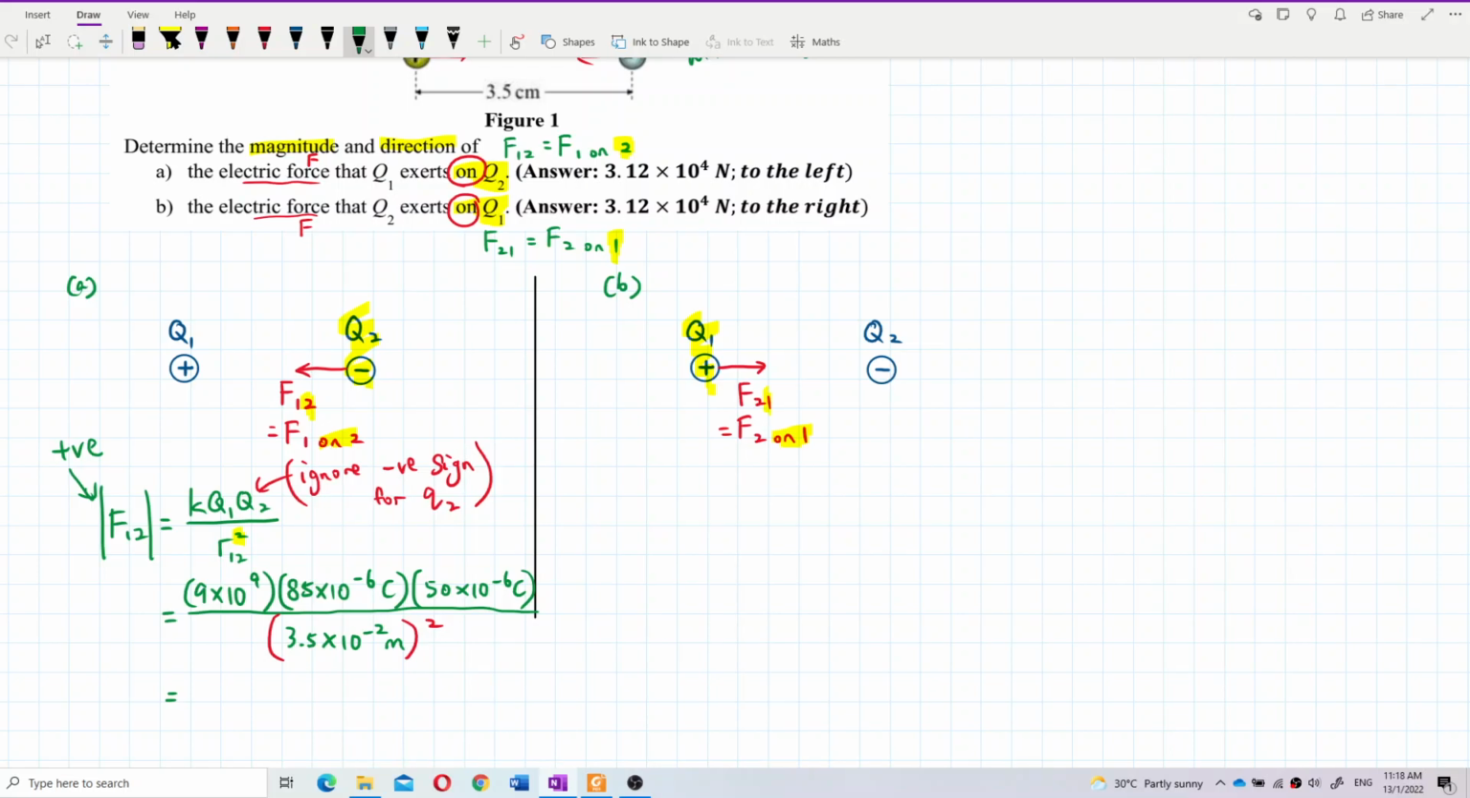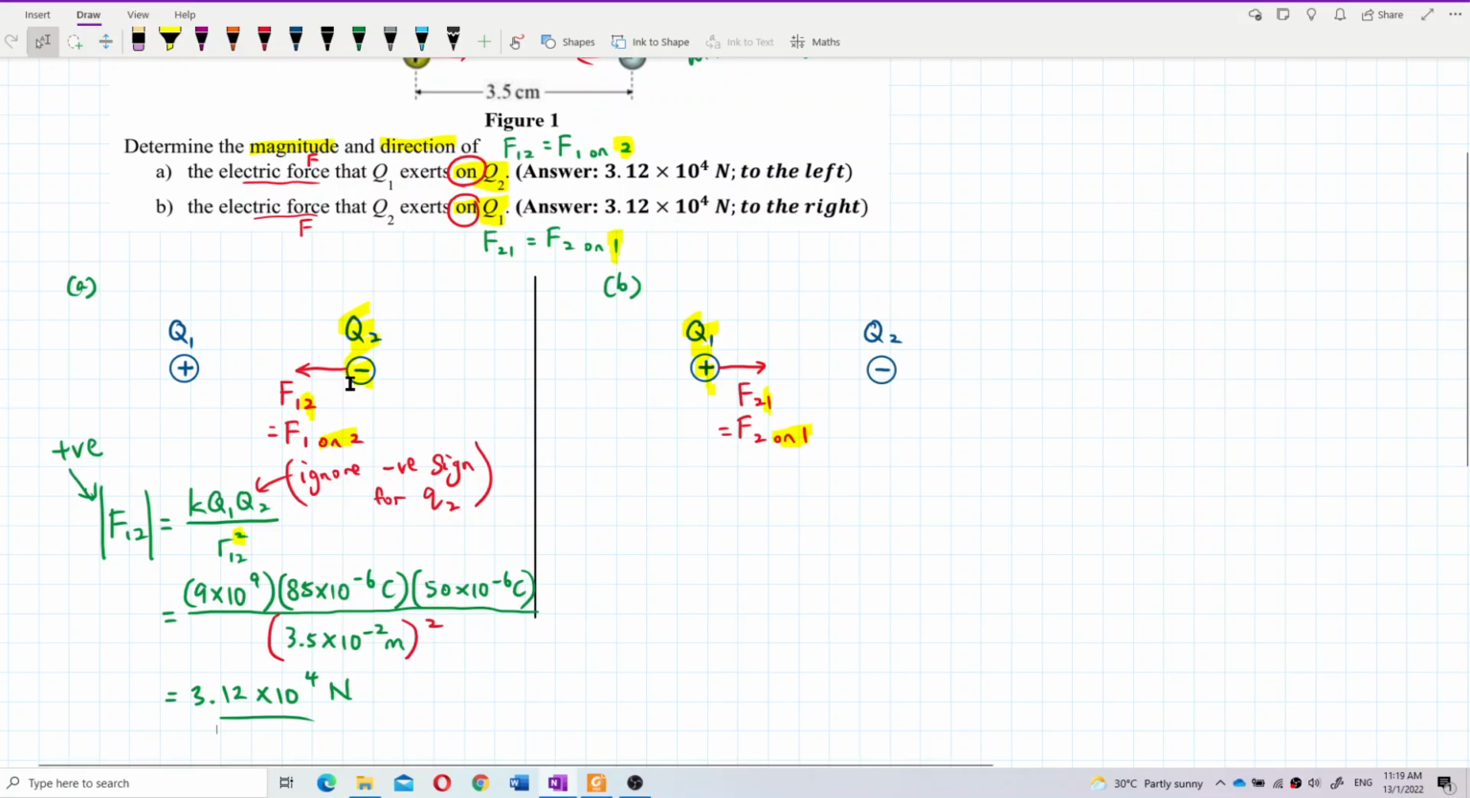Now you calculate. So you have 9 exponent 9 multiply 85 exponent negative 6 multiply, and then 3.5 exponent negative 2, squared. Okay, let's calculate. What do I get? I got 3.12 exponent 4 Newton. This is a force, so it's Newton. You need to mention the direction.